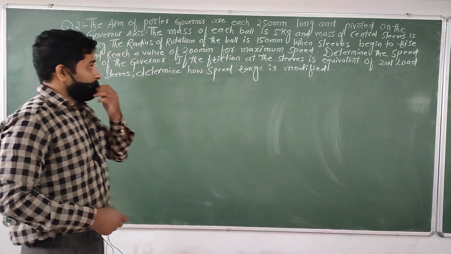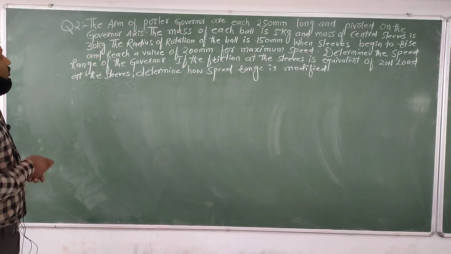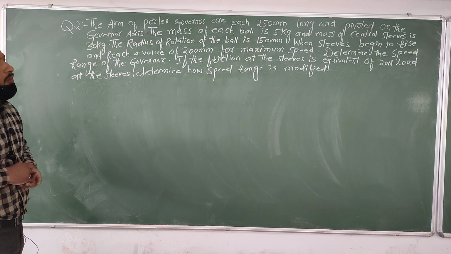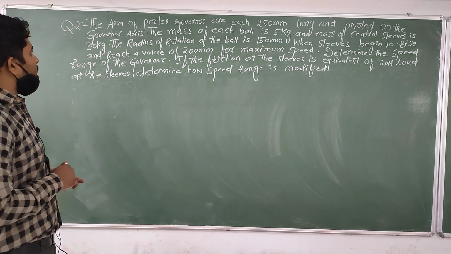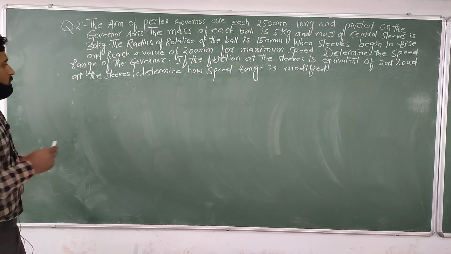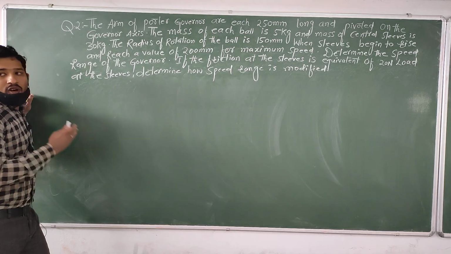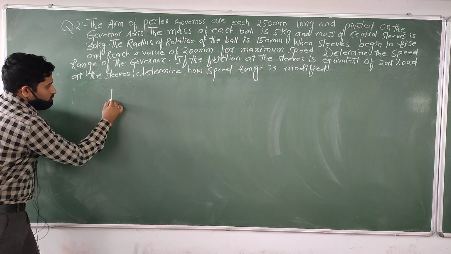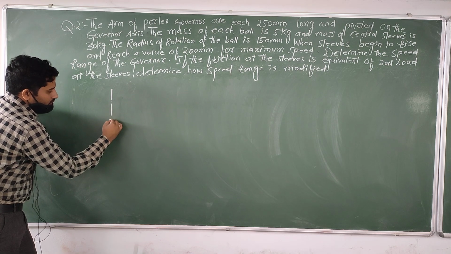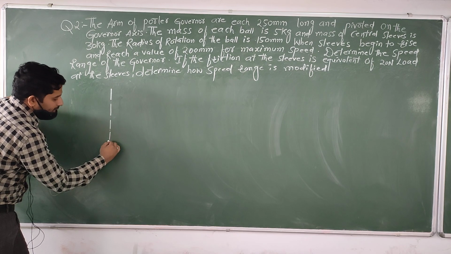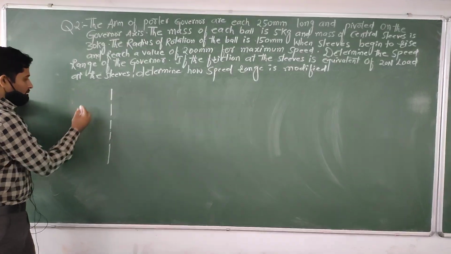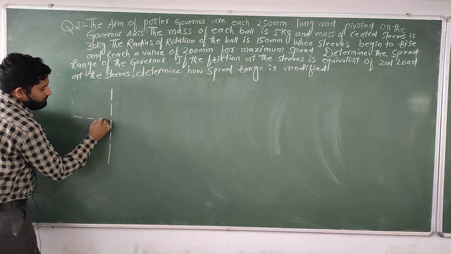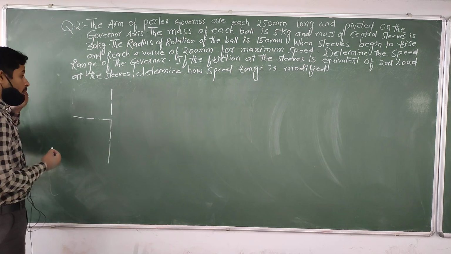Next problem. In the Porter governor, the arms of a Porter governor are each 250 mm long and pivoted on the governor axis. So first thing is, I will draw half of the Porter governor. This vertical axis we know as the spindle axis, and this horizontal axis represents the radius of rotation of the governor.